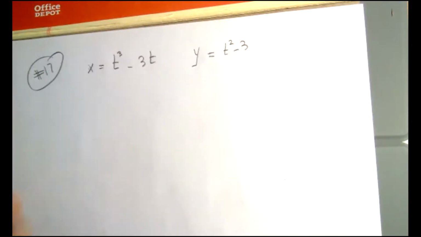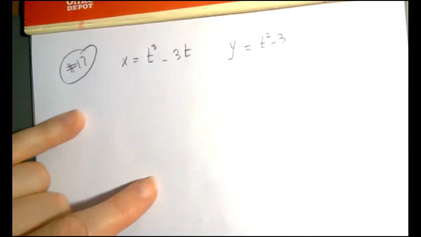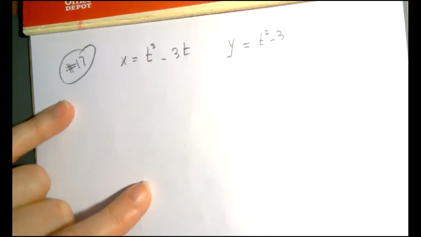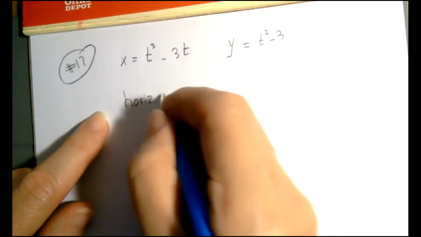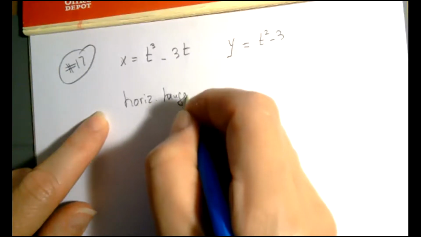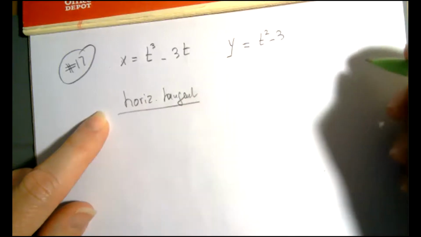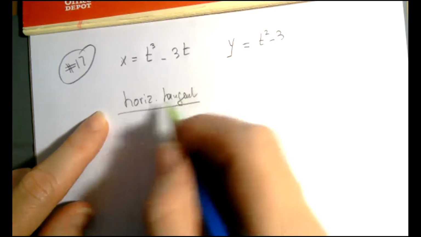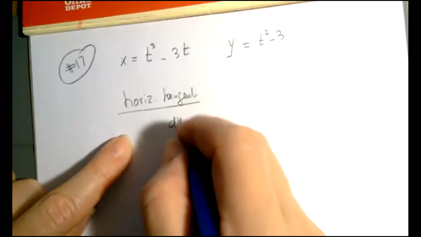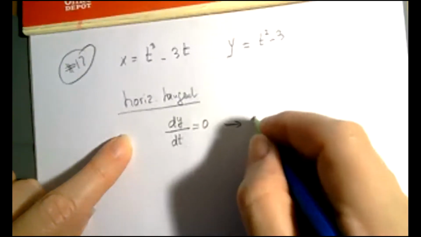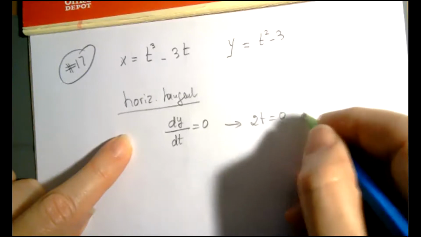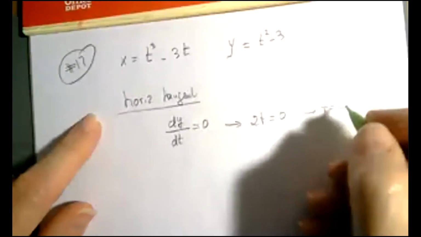Okay, I will try to graph this sketch again using Desmos, because the first time I did not interpret it correctly, which was my mistake. So horizontal tangent. That will occur when dy/dt equal to 0. It means 2t equal to 0, t equal to 0.